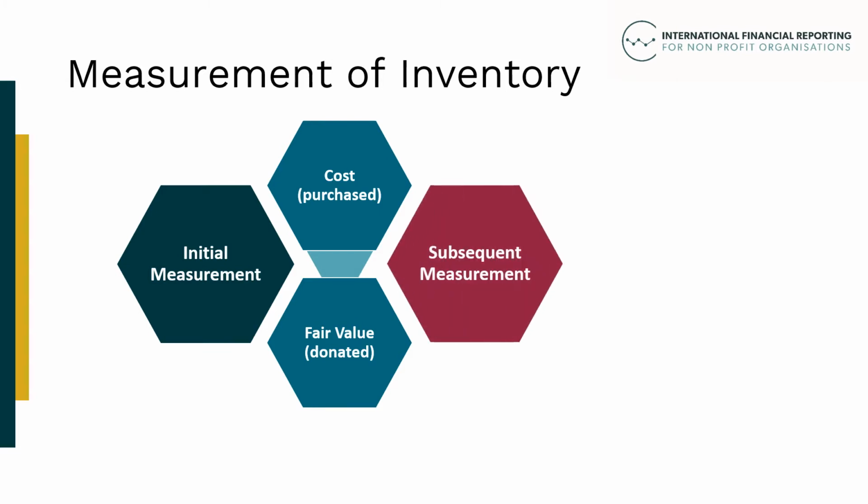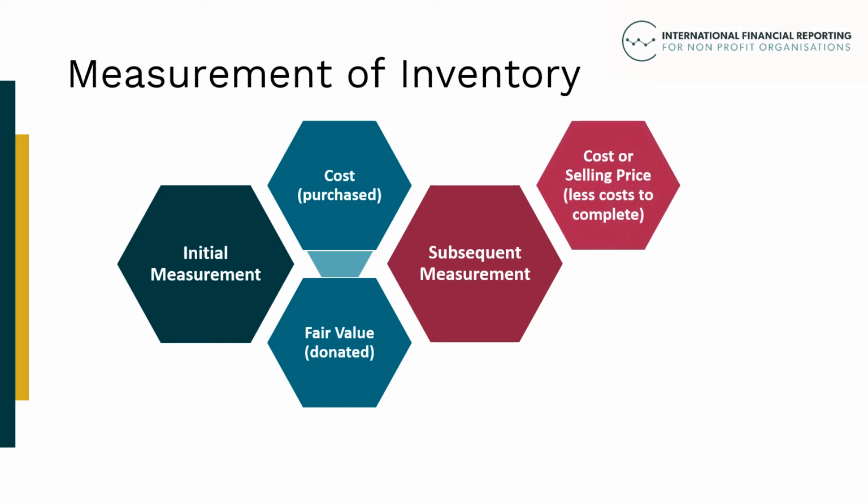After recognition, in accordance with international standards, inventory is generally carried at the lower of cost or selling price of the item less any costs to complete the item, sometimes referred to as its net realizable value. Cost to complete the item typically refers to inventory produced by the entity that is partway through the production process. So net realizable value is the price that would be obtained if the complete item was sold.